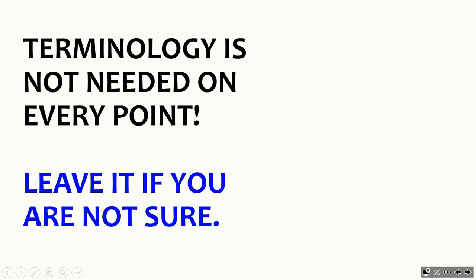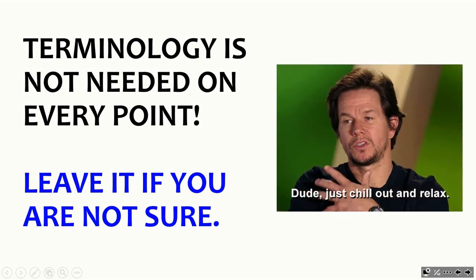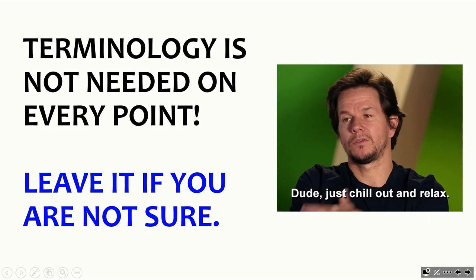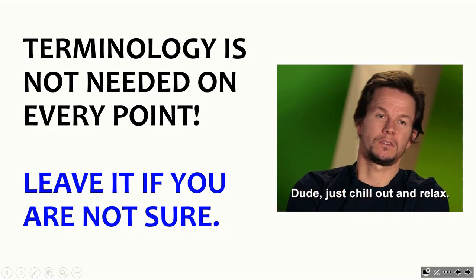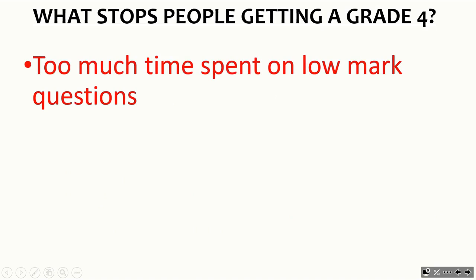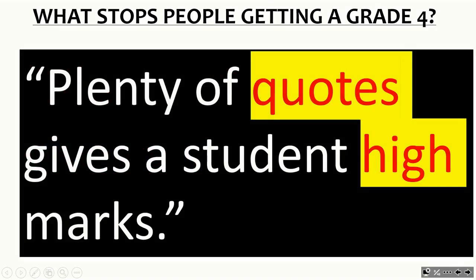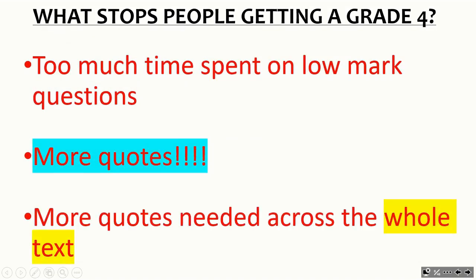Terminology is not needed on every point, so you don't need to keep telling the examiner that it's a simile or alliteration, unless you can make a really good point about the effect. So fair enough, talk about personification, but you must say the effect of the personification. You're not going to get any marks for picking out a quote and just saying that's a simile. So what stops people getting a grade 4? It's too much time spent on low mark questions, not enough quotes. That's the big thing. So the examiner says plenty of quotes gives a student high marks.